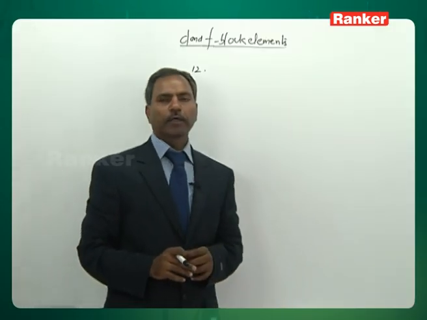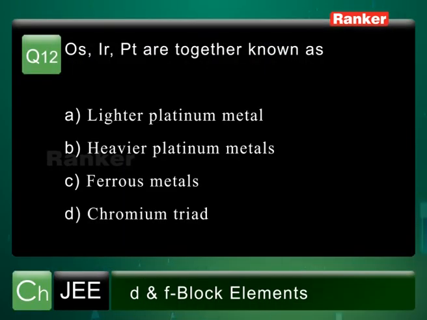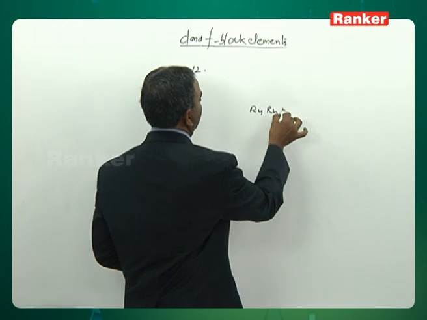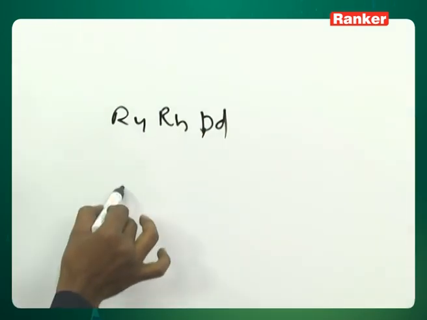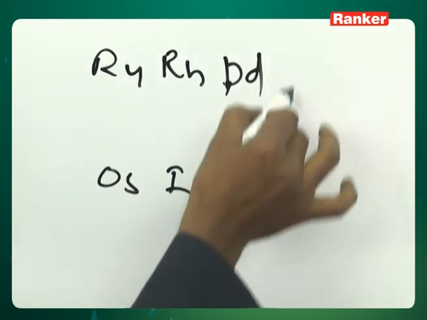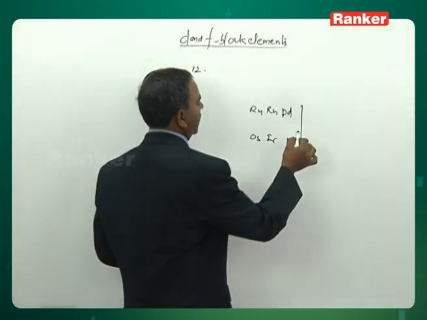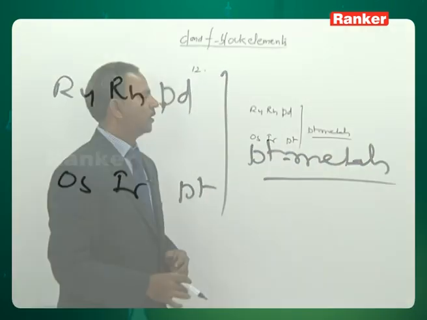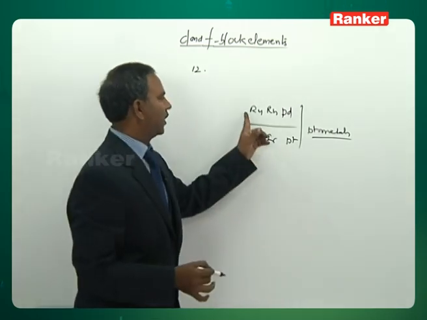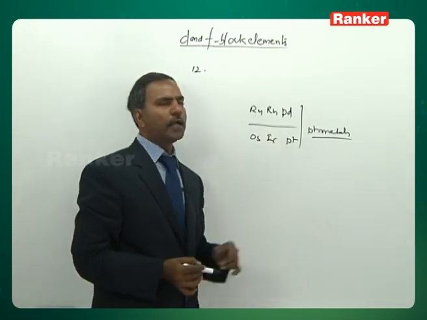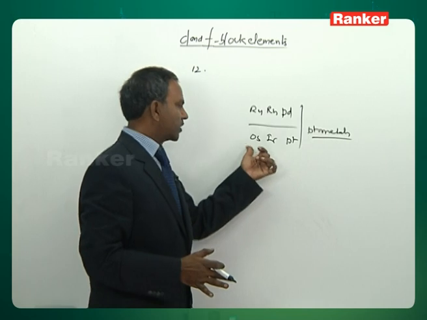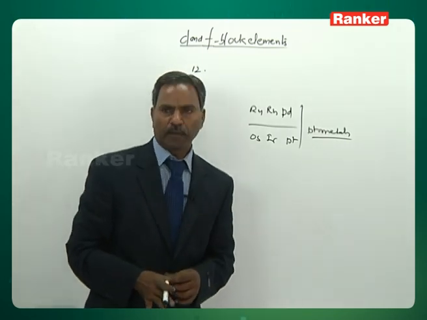Coming to question number 12: osmium, iridium, platinum are together known as. In the d-block elements, these 6 elements are given: ruthenium, rhodium, palladium, osmium, iridium, platinum. These 6 elements together are generally known as platinum metals. But of these 6, the first three are lighter, having less mass. Therefore, ruthenium, rhodium, palladium are known as lighter platinum metals, and osmium, iridium, platinum are known as heavier platinum metals.